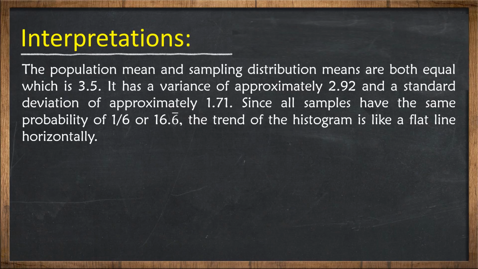Now, how will we interpret the situation or scenario? The population mean and sampling distribution mean are both equal, which is 3.5. It has a variance of approximately 2.92 and a standard deviation of approximately 1.71. And since all samples have the same probability of 1 over 6, the trend of the histogram is like a flat line horizontally.